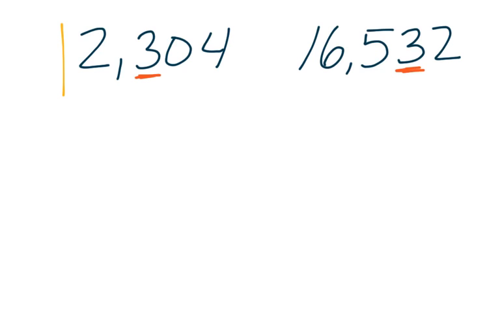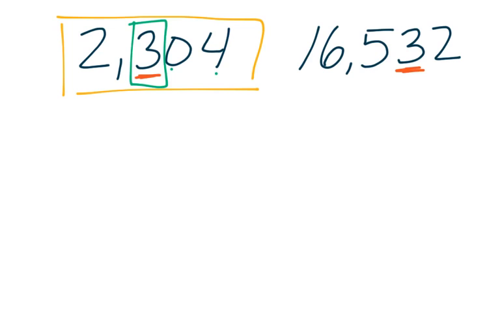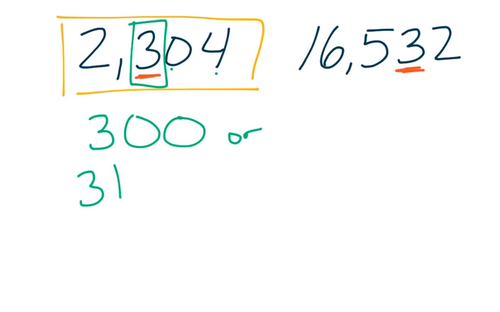If I'm going to look at the first number first, I'm going to start right here. I have 2,304, and I'm just focusing on the 3. I need to know my place values. I have my ones place, my tens place, and my 3 right here is in my hundreds place. I have 3 hundreds, and I could write this in number form or word form, either works. So I have 300 or 3 hundreds.